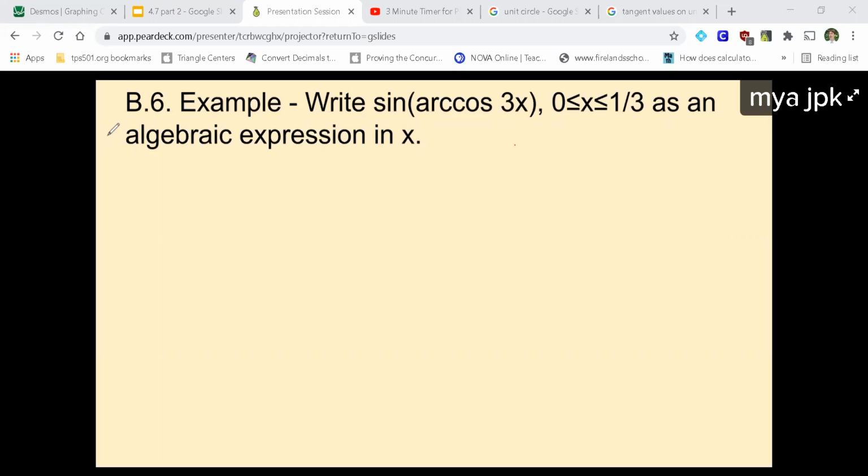So the arc cosine tells me adjacent over hypotenuse. And I'm going to use that instead of x over r just because since our problem has a 3x in it, we don't want to confuse our variables. So this tells me that the adjacent side is 3x and our hypotenuse is 1.